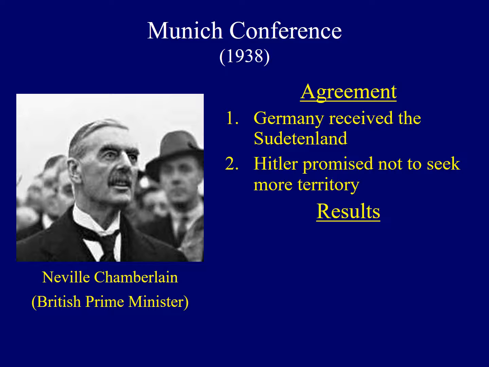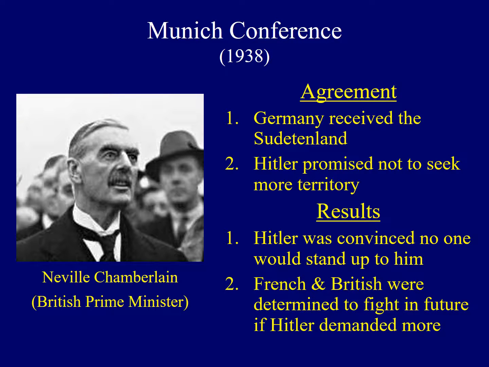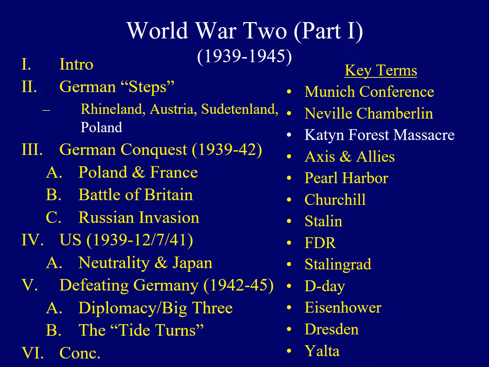As a result of this, one of the things that Hitler was convinced of was that, heck, he could do anything he wanted. No one was going to stand up to him. At the same time, the French and the British were determined that if Hitler made any more demands, they would be ready to fight. They were drawing a line in the sand. Well, Hitler made additional demands dealing with Poland.